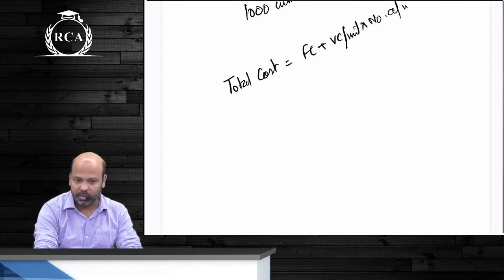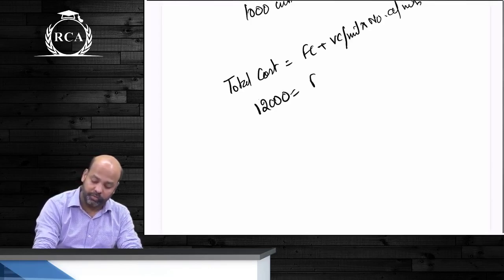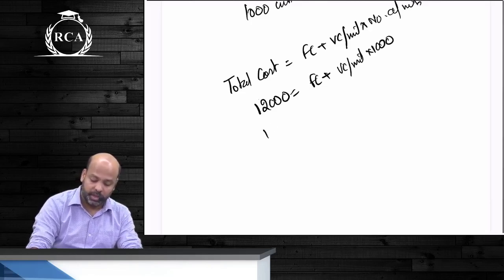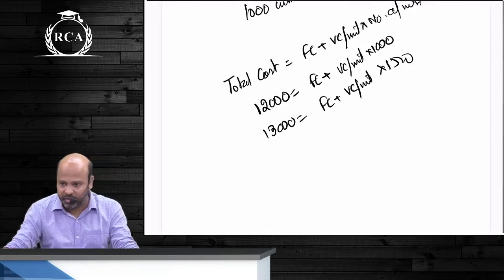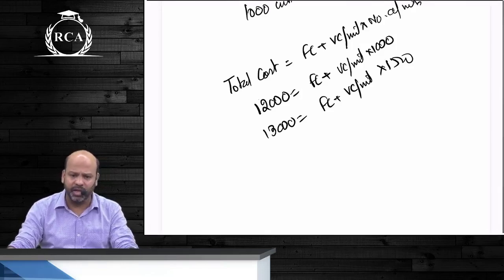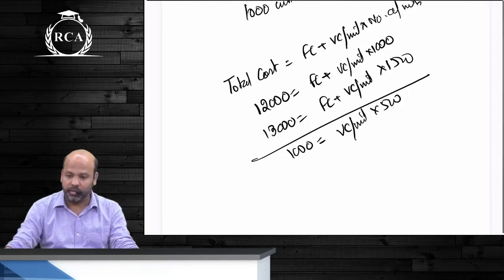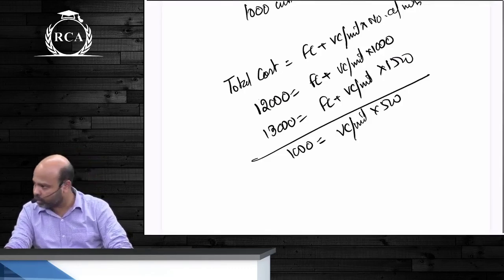So it is the same thing. For example, they'll tell us what was the total cost. 12,000 is equal to fixed cost plus variable cost per unit into 1000 units. And then 13,000 is equal to fixed cost plus variable cost per unit into 1500 units. When you take the difference in these two, you automatically again get variable cost for 500 units. If I take the difference, won't I get that? 1000 is the variable cost of 500 units. You get variable cost per unit as 1000 divided by 500, which is 2 rupees per unit. Any doubt in this part? Are we all clear about this?